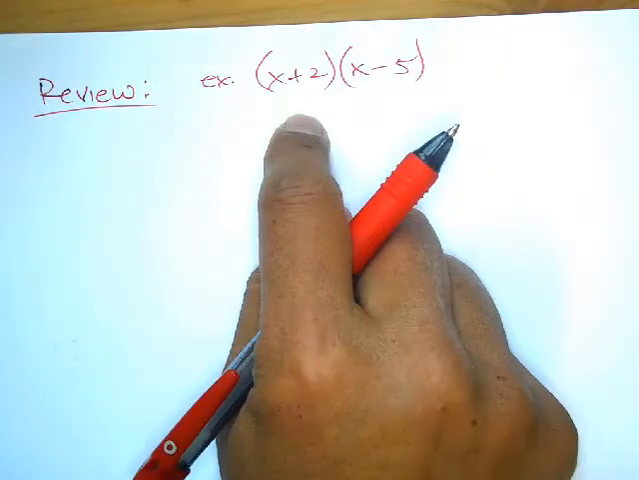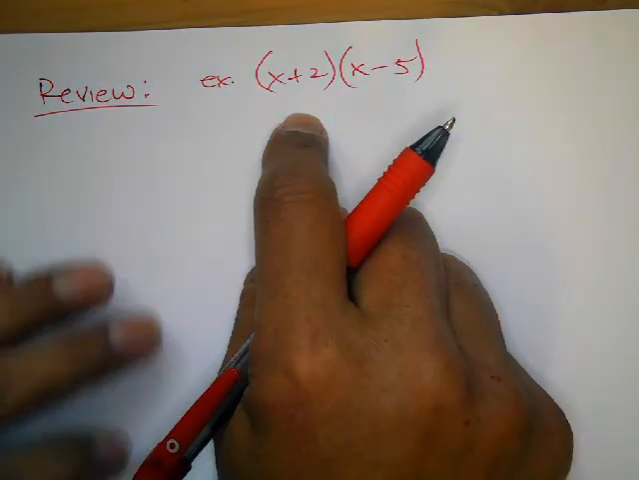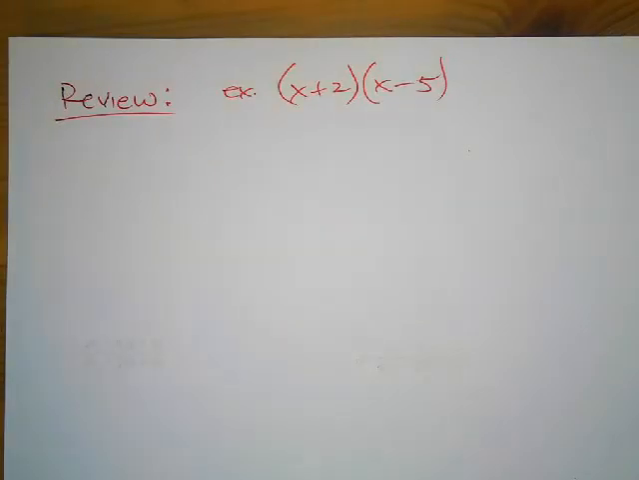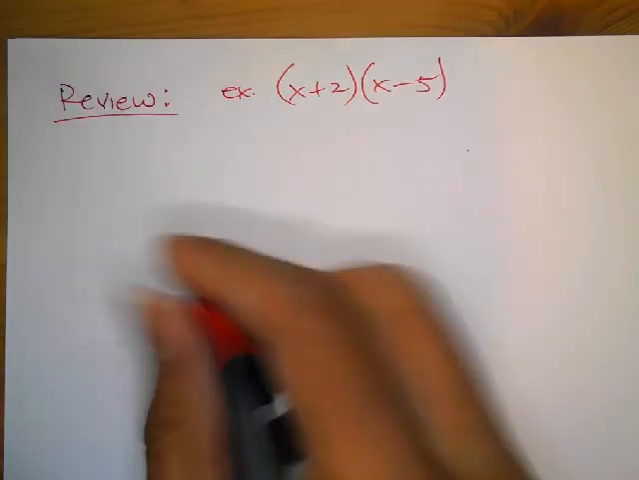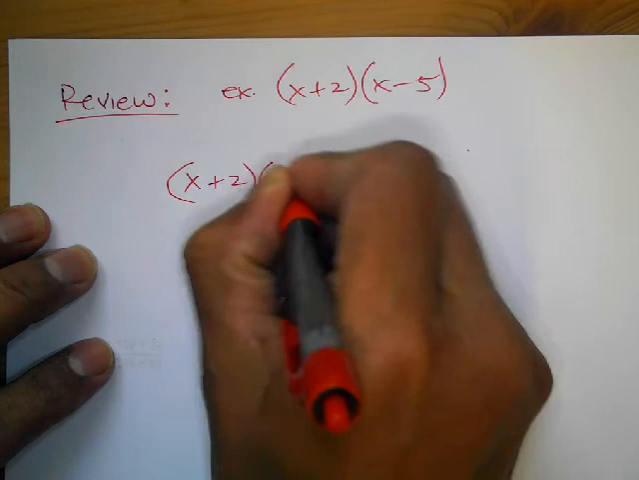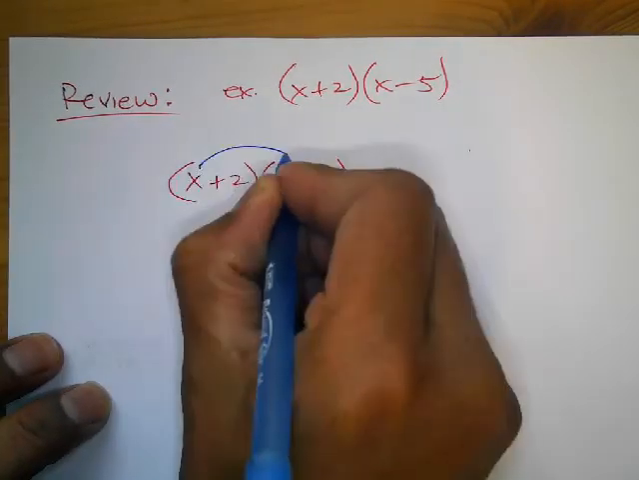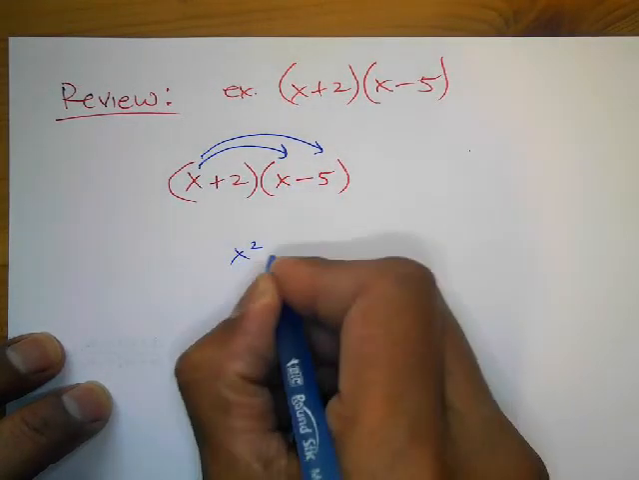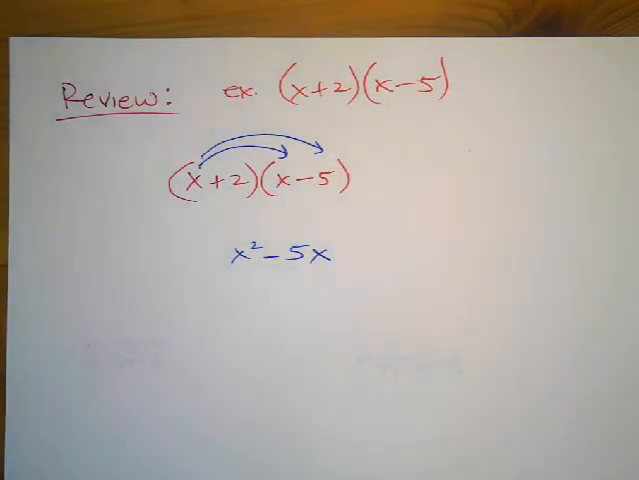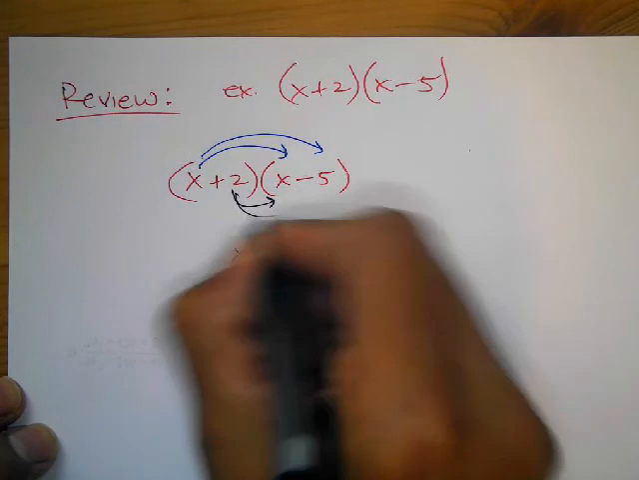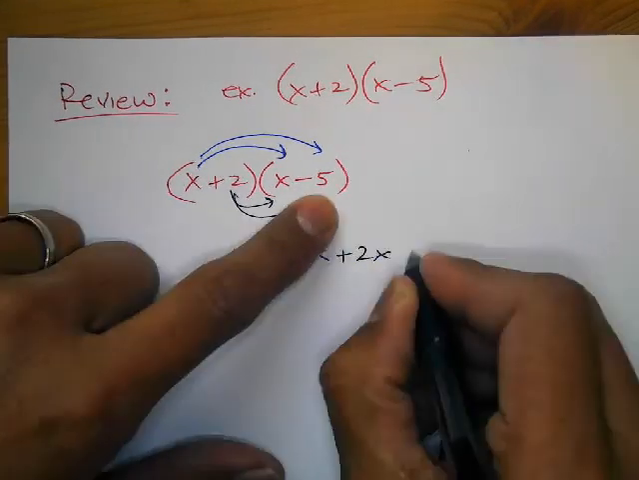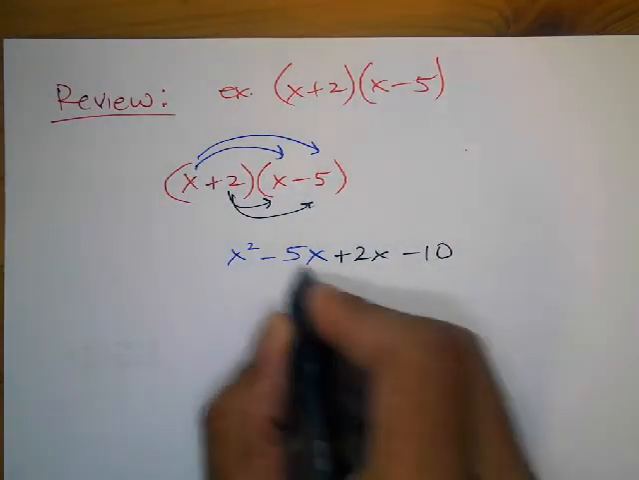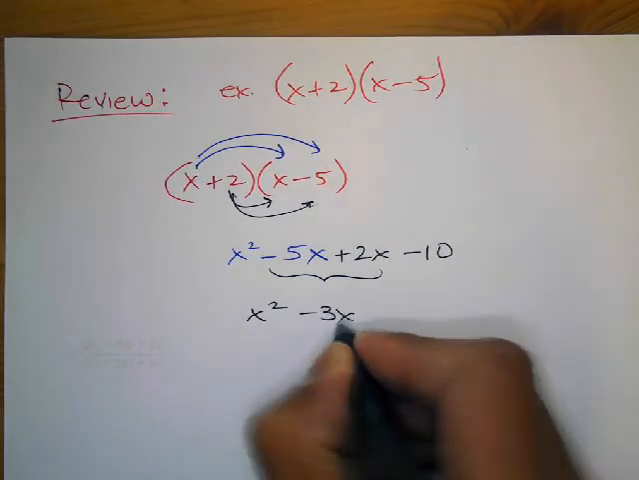Okay, so if you're multiplying two polynomials, you would do what, right? You would do the FOIL method, right? So you do this one times each of these, so that'll be x times x, x squared, x times negative 5, negative 5x. And then this one times these two, so that would be plus 2x minus 10, right? And then you combine the like terms, and your final answer would be x squared minus 3x minus 10.